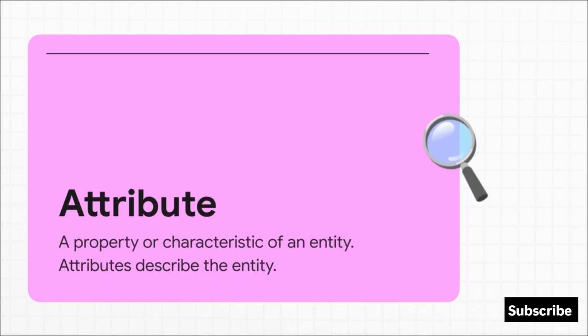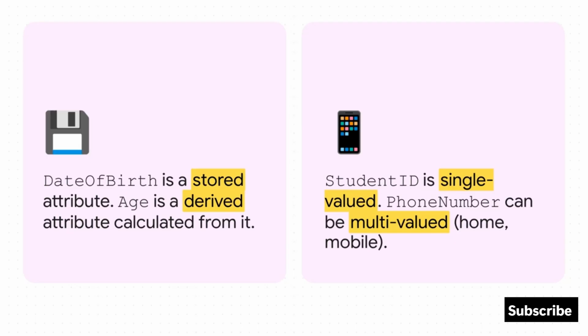Okay, so if entities are our nouns, we're going to need some adjectives to describe them, right? And that's exactly what attributes are. For our student entity, the attributes are just the details we need to know about them. Things like their student ID, their first name, maybe their major. But here's where it gets interesting. Not all attributes are the same. Some attributes, like date of birth, are what we call stored. We just save it. But others, like age, can be derived. We can just calculate it from the date of birth whenever we need it. And then you've got single-valued attributes, like a student has only one student ID, versus multi-valued ones. A student could have multiple phone numbers. Seriously, thinking about this stuff now saves you from so many headaches down the road.